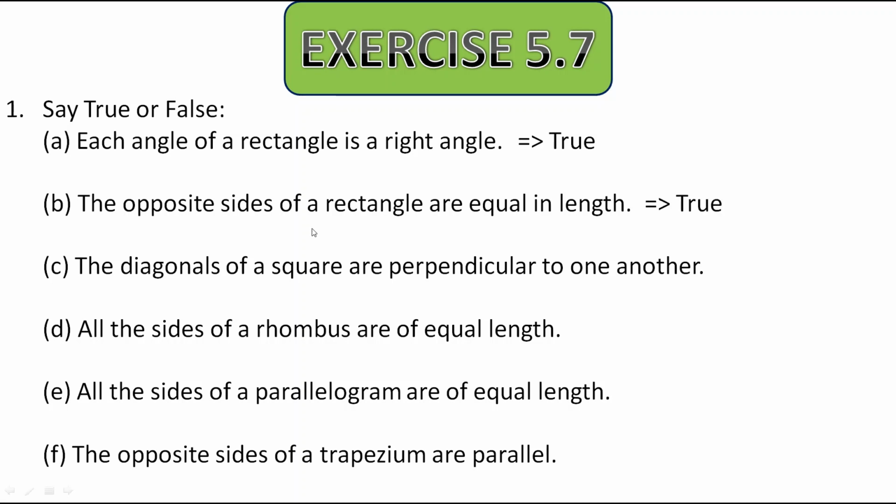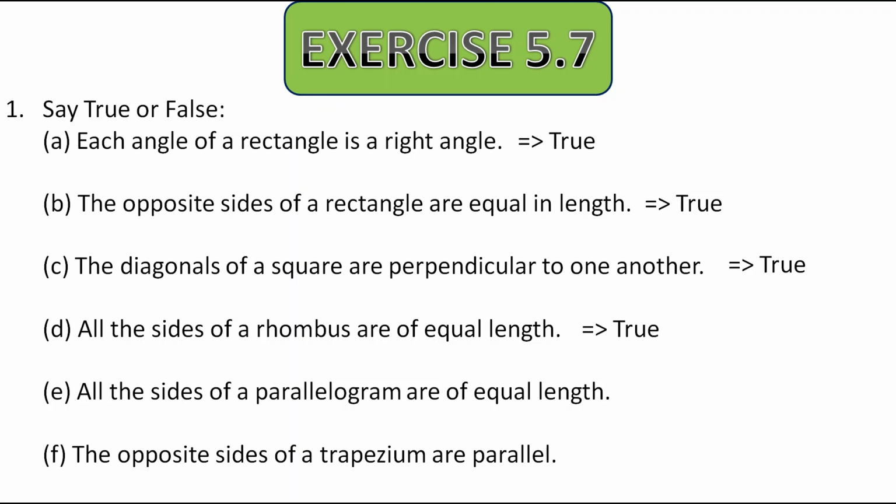Next, the diagonals of a square are perpendicular to one another. Now, for such properties, you should go through that video. Then only you will understand about diagonals and everything. Okay. So the diagonals of a square are perpendicular to one another. Yeah, this statement is true. So why is it true? If you want to know the answer for this question, then you have to move to that video. Okay. Now all the sides of a rhombus are of equal length. Yeah, rhombus and square have all the sides equal in length. So this statement is also true.